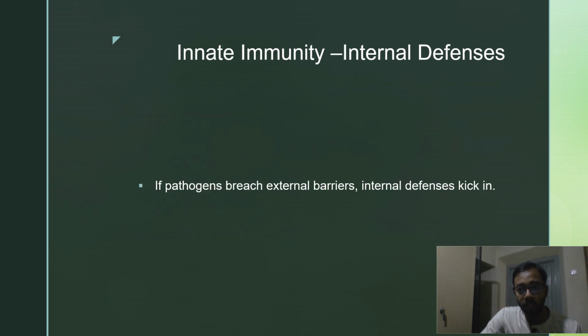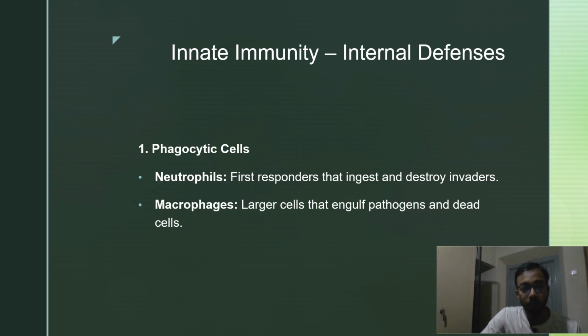These external defenses of the innate immune system can be breached in some instances. If pathogens breach these external barriers, then the internal defenses of our innate immunity come in. Phagocytic cells play a crucial role in the internal defenses of our innate immunity. Innate means still we are considering a general response. This is not specific. This is non-specific.